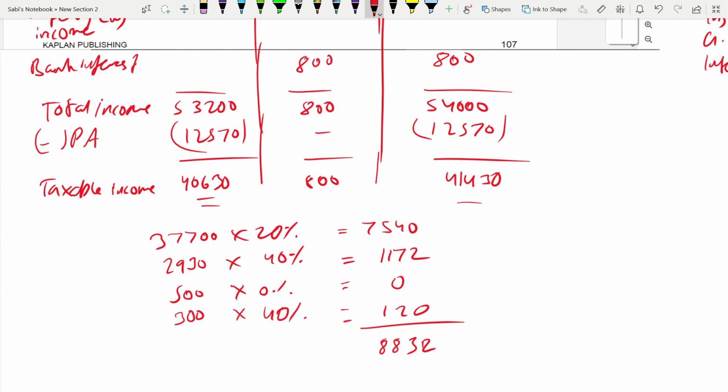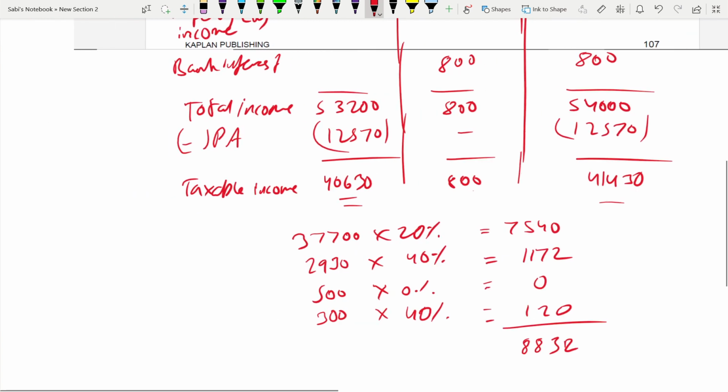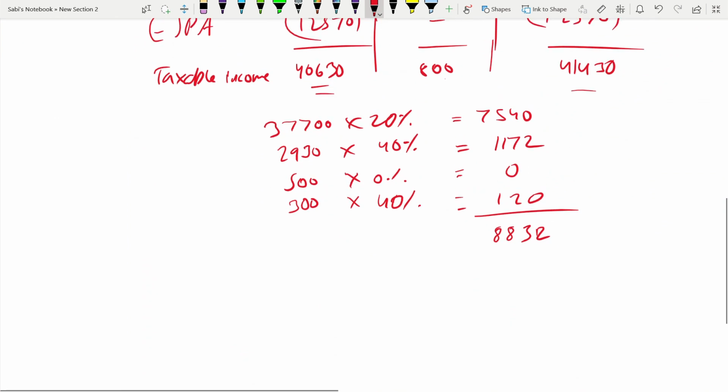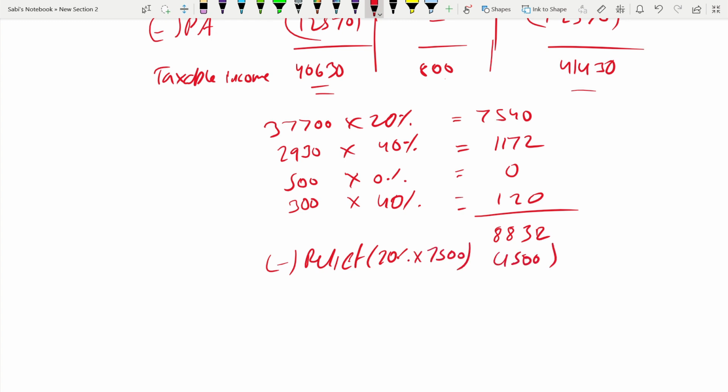So if you add all the four, the result is 8,832. That's not enough. You have reliefs. What is it? Remember I told you, you can't deduct this as an expense, but you will get 20% relief on it because it's for residential property. So up to 20% of 7,500 you can deduct now. So less, it's a relief. Basic rate tax relief on property interest. 20% of 7,500, sorry, not 75,000, 1,500. 7,332. This is your income tax liability.